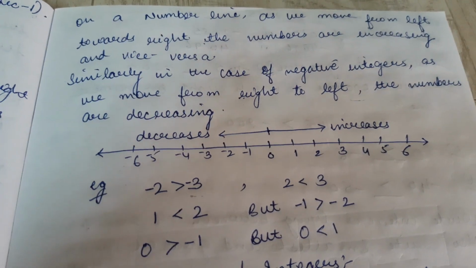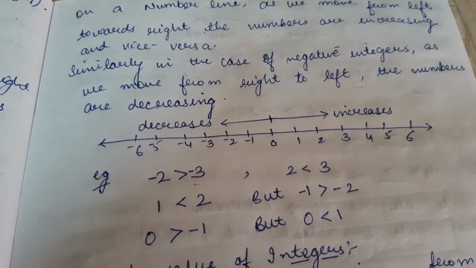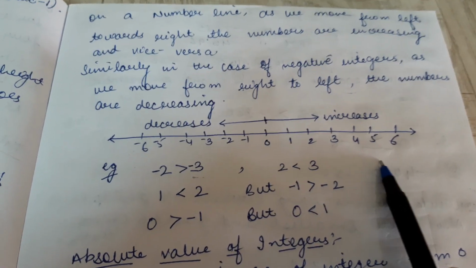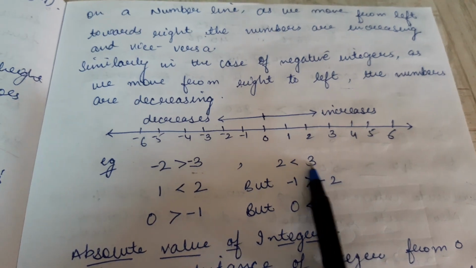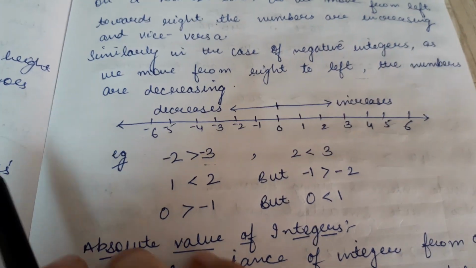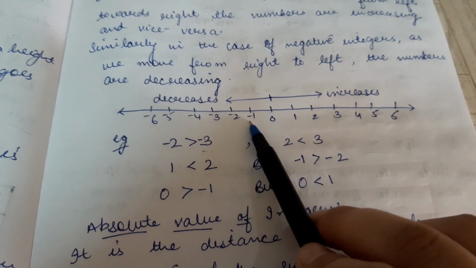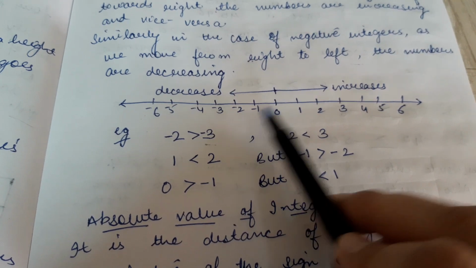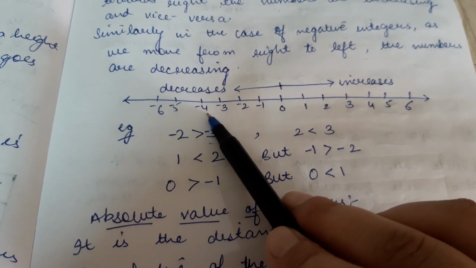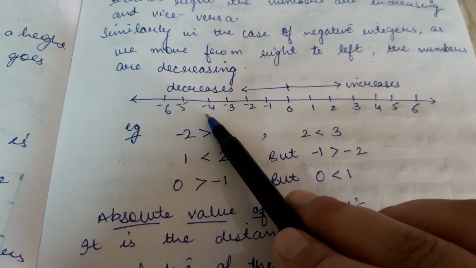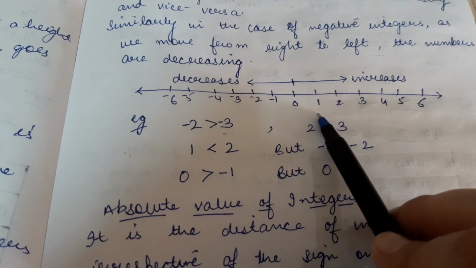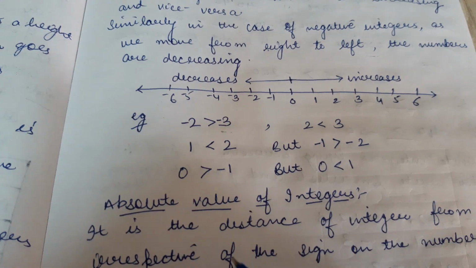One thing more here is, on a number line, as we move from left towards right, it means the numbers are increasing. And if I'm moving from right to left, it means the numbers are decreasing. So if I'm talking about -1 and 1, -1 is smaller than 1, -2 is smaller than 2. If I say -4 and 2, -4 is less than 2, because we are moving towards the left. Positive numbers are always greater than negative numbers.